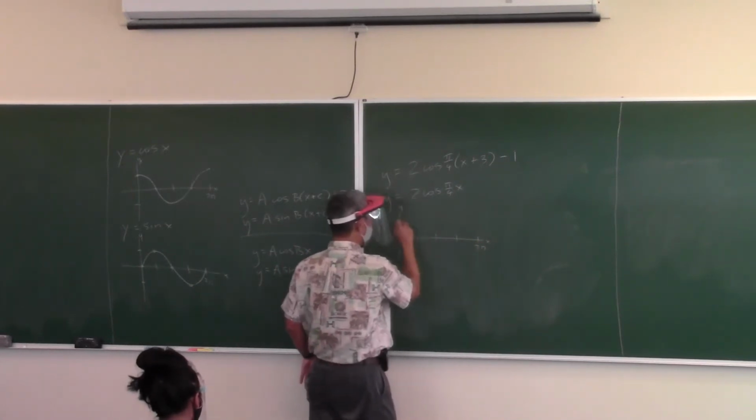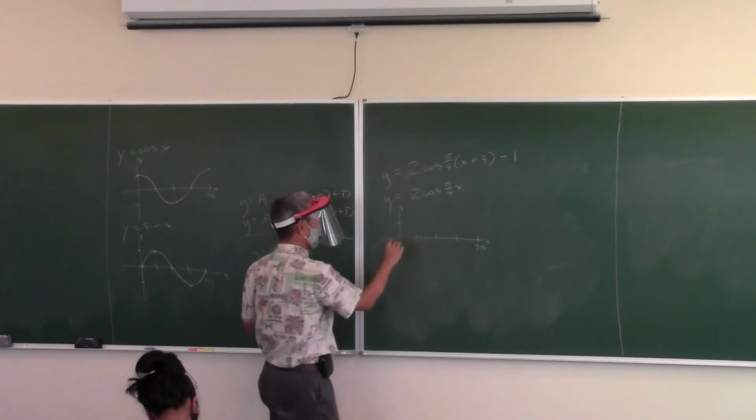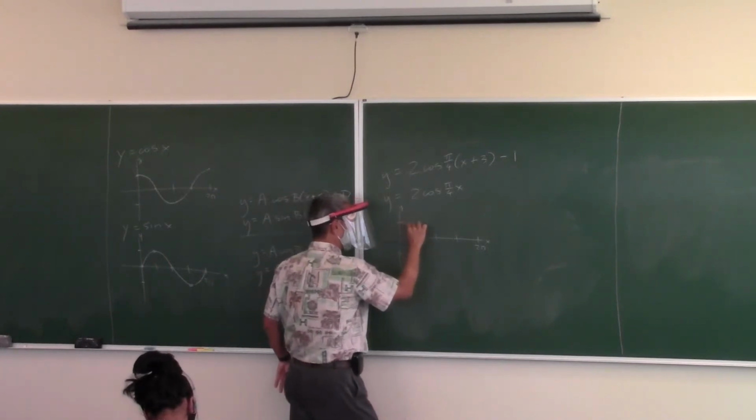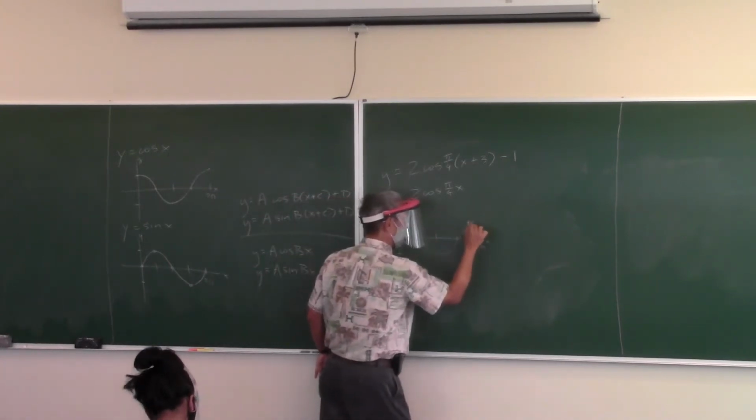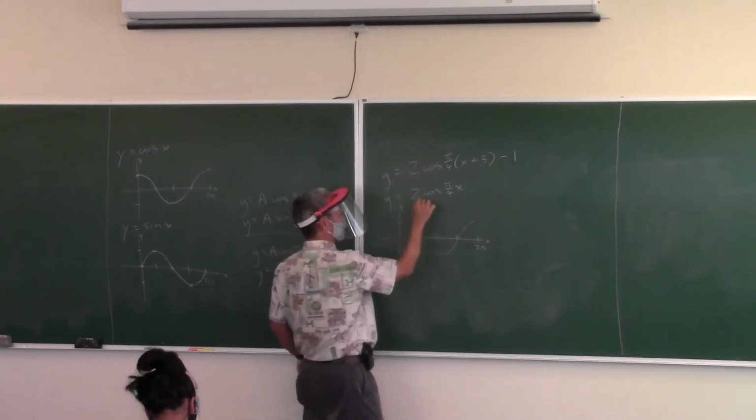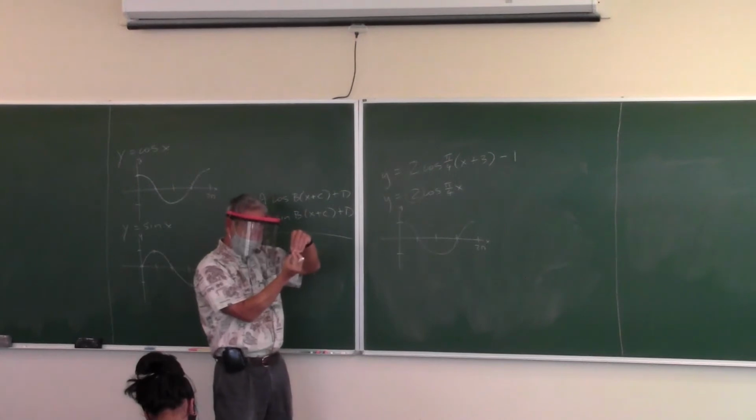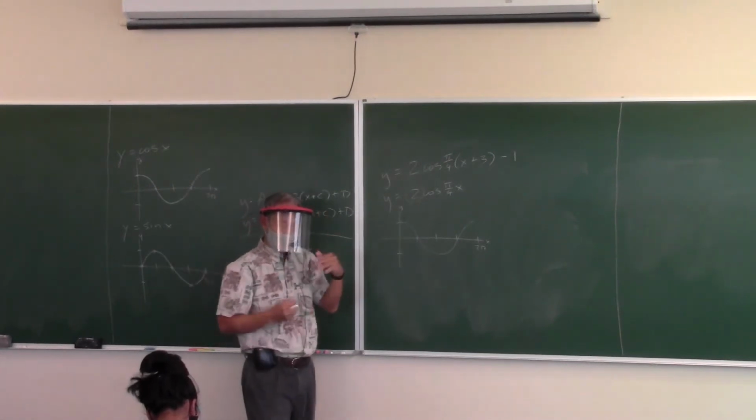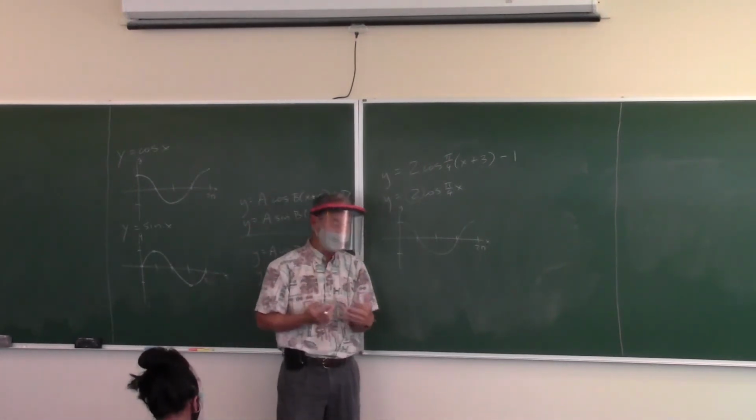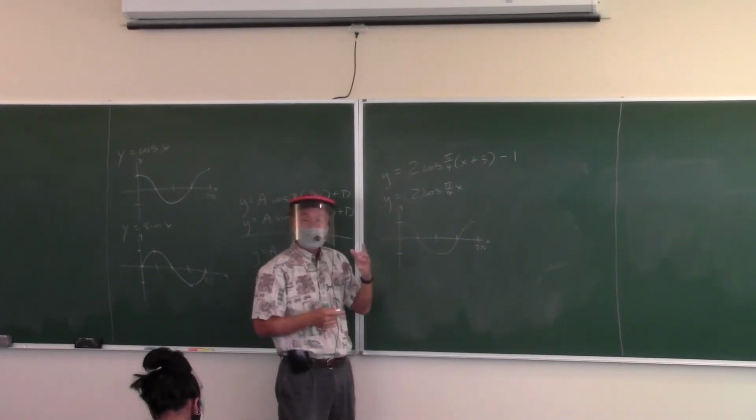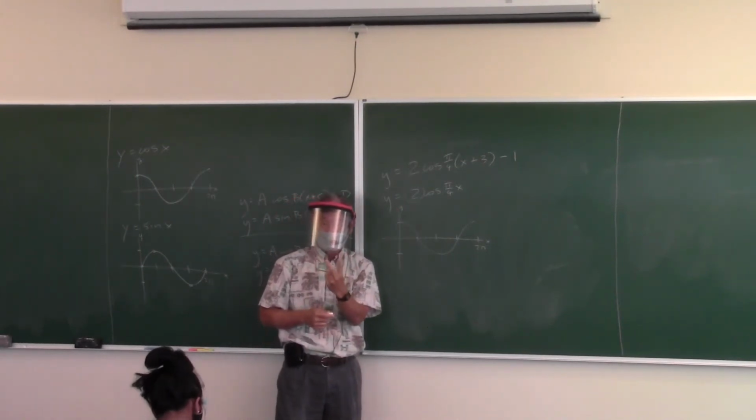So what you do first is you just draw the base graph for cosine. Cosine looks like this, right? What does this do to the graph? Okay, that's a vertical stretch by a factor of 2, but you know what a better way to think of it is? This will multiply the y coordinates by 2.